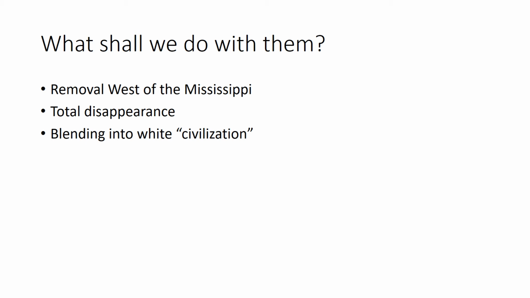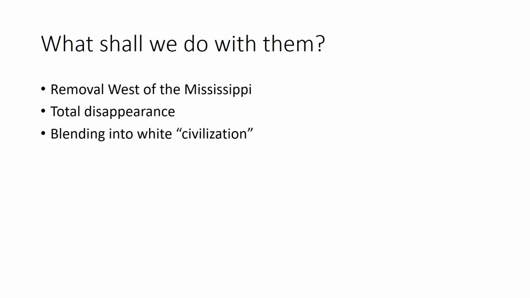So that's three different approaches. Notice, three different approaches. None of them say anything about leaving the Indians alone to live as they want to live on their own land. That was not considered to be an option by virtually anybody in the government at that time.